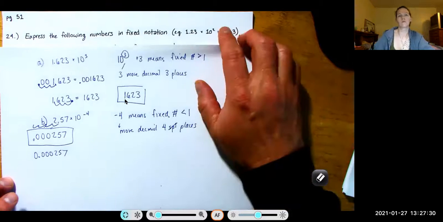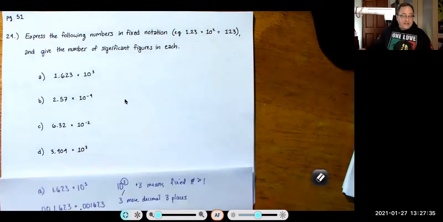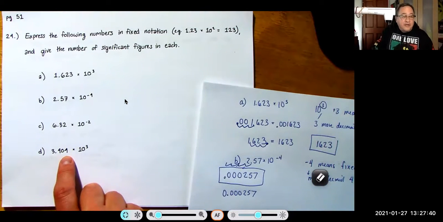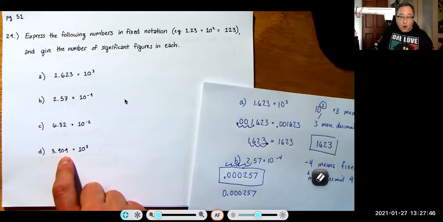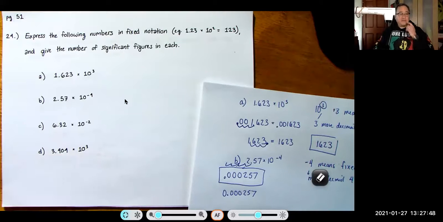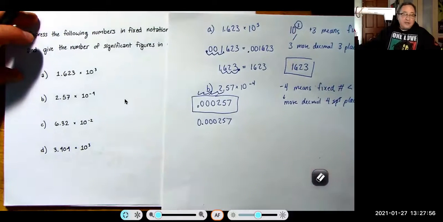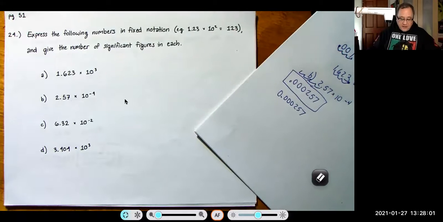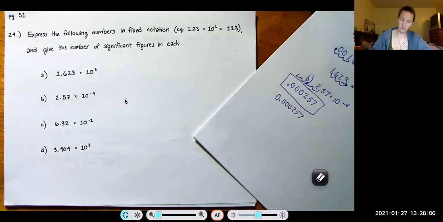Okay, that being said, I want you to convert C and D into fixed notation. And you see this fourth number here? Uh-huh. This is 3404. Okay. And what I ask students to do is when they're done, they just tell me they're done. I don't ask you for the answer. I will show you my answer so I don't put you on the spot. You're just telling me you're done. Okay, perfect.